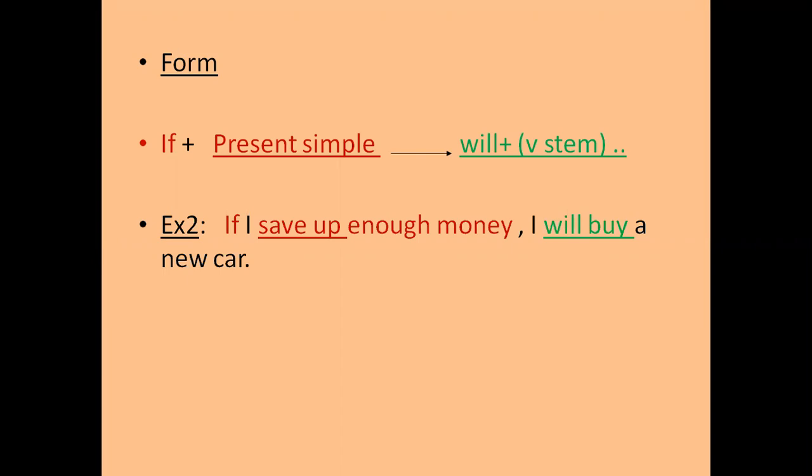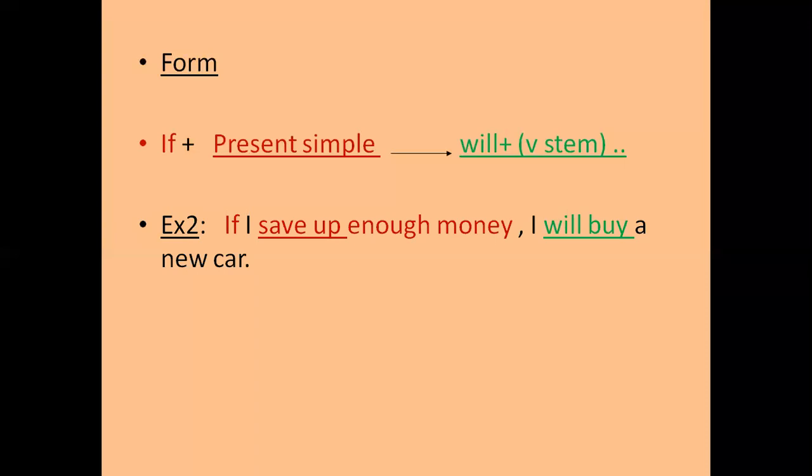Look at this example. In this example, we started with if, and after if, we put the first clause in present simple: I save up enough money. Then we put a comma because we start with if at the beginning. So we put a comma between two clauses. And after the comma, we put the second clause by using will plus verb stem: I will buy a new car. So the sentence will be: if I save up enough money, I will buy a new car.